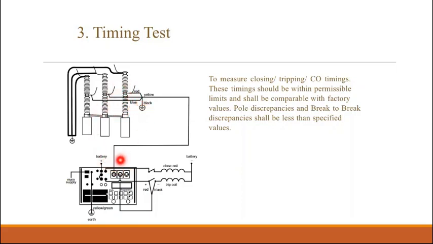the timing. The general principle is, for example, when I am checking the closing timing, initially the breaker is in open condition. When the closing command is extended by this kit, the timer will start. Once it receives the closing status from the breaker, then the timer will stop. That particular time it will read and show. Same way for tripping, the breaker is in closed condition. When it gives the tripping command, the timer will start. Once the breaker status changes, the timer will stop and it will give the reading.